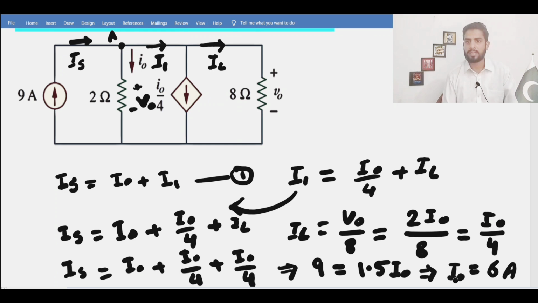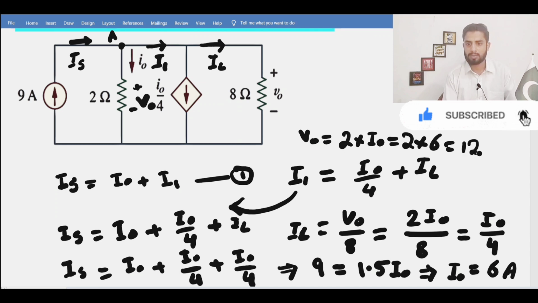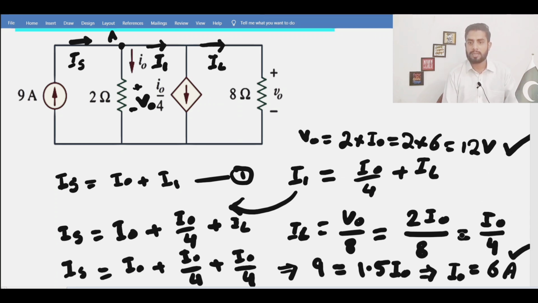So I0 value I have found here, which was required in my question, and once the value of I0 is found, I will put it in V0 is equal to 2I0. For this branch, V0 is equal to 2I0. V0 is in parallel, the same voltage in all resistors. So V0 is equal to 2 times I0. I0 was 6. 2 times 6 is equal to 12 volt. So V0 value is found here and I0 value is found here. So this was the final solution to this circuit.